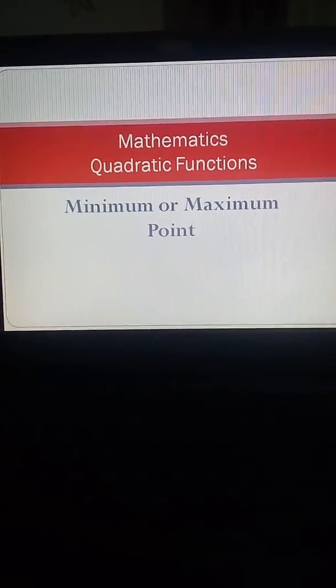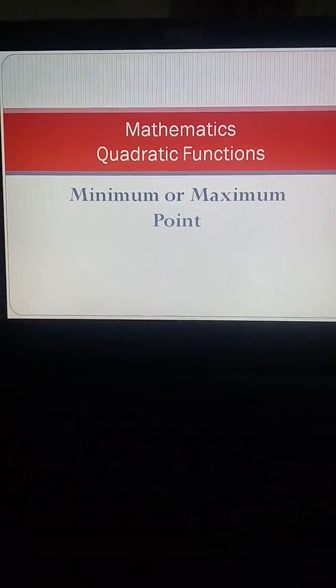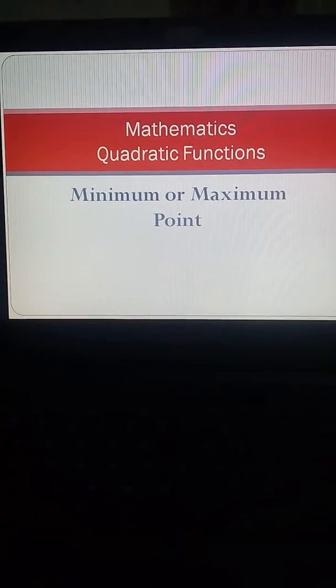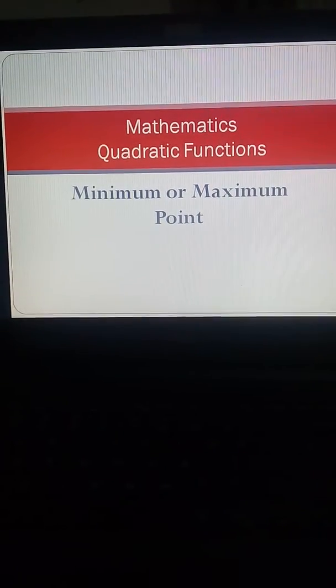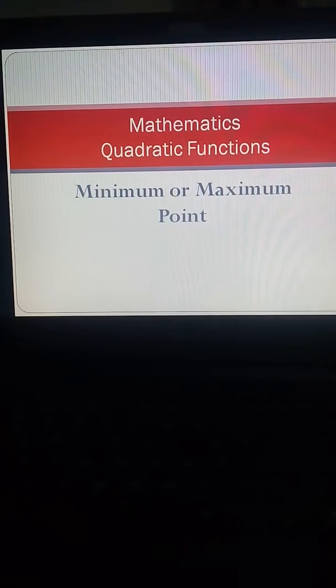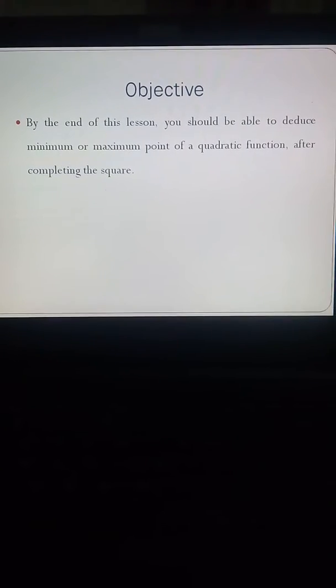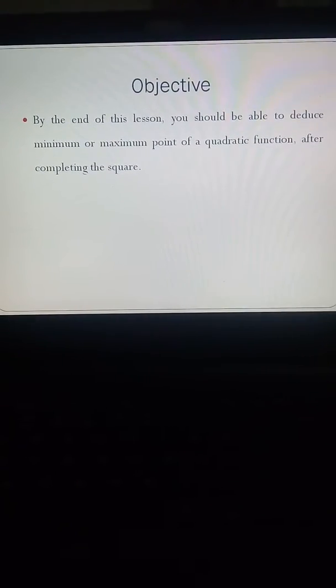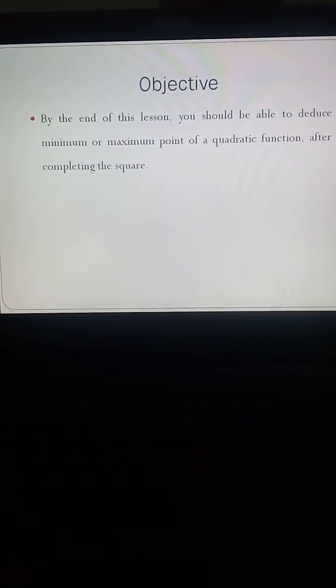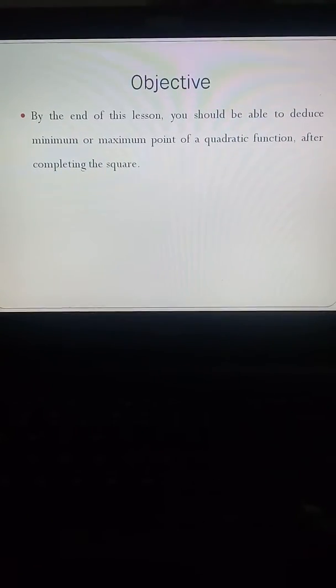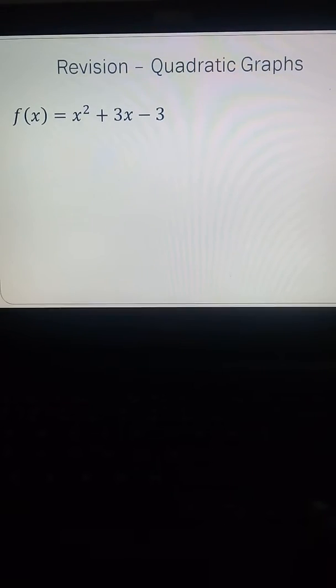Hi, welcome back. For today's lesson, we are going to continue with quadratic functions and explore the minimum or maximum point. By the end of this lesson, you should be able to deduce the minimum or maximum point of a quadratic function after completing the square. But before we get into that, let us review quadratic functions.